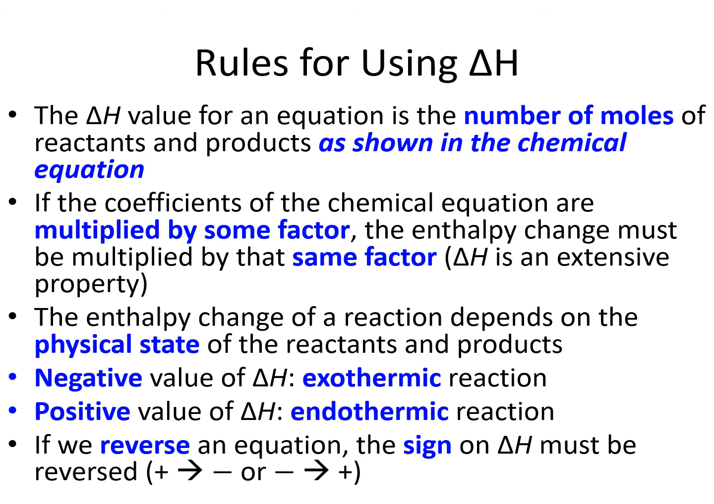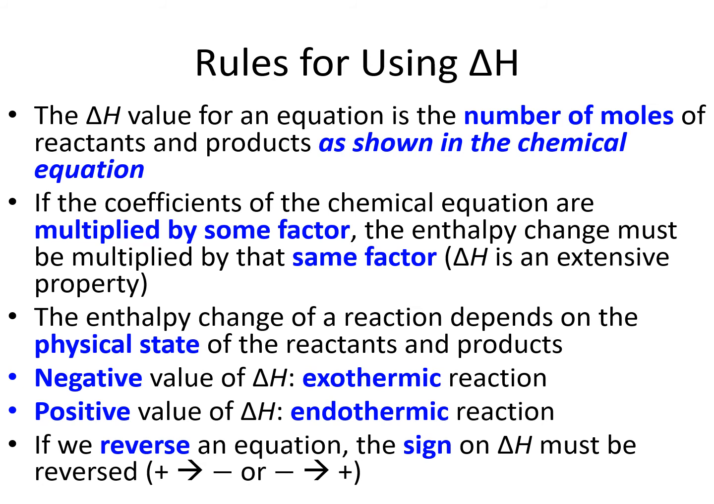We're going to have some rules for using delta H. So first of all, the value for delta H will be supplied alongside a chemical equation. And that delta H refers to the amount related to a particular number of moles of the reactants and products the way it's written in the chemical equation. So if you have coefficients of 2, 2, and 2, and a particular delta H associated with that, if you were to change those coefficients to, let's say, 4, 4, and 4, you would have a new value for your delta H.